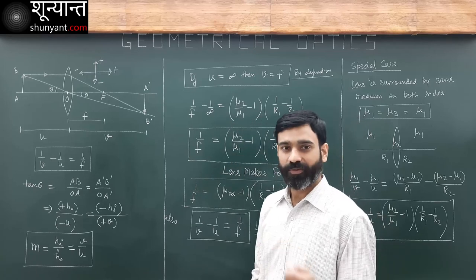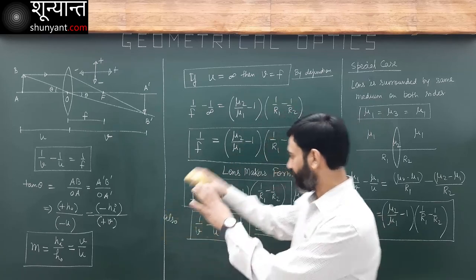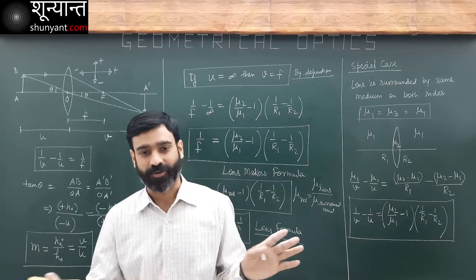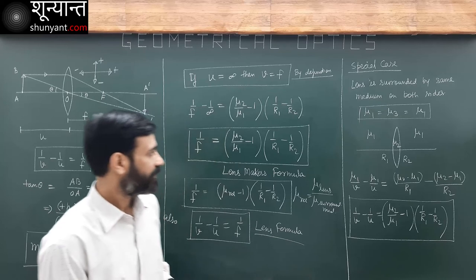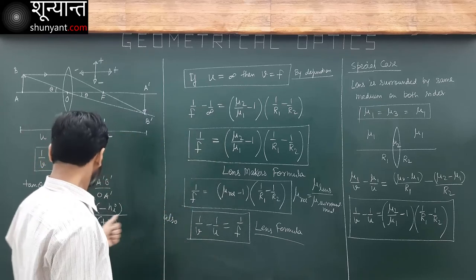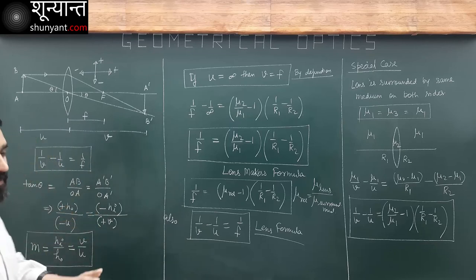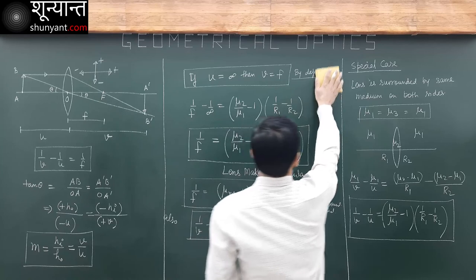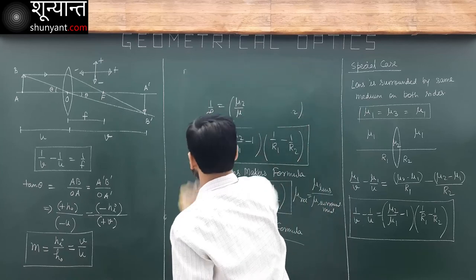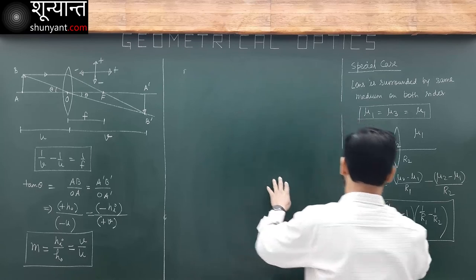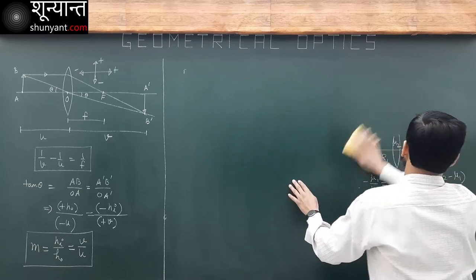Let's derive one more formula. Note down all the formulas. In the next class we are directly going to solve problems, direct problems. Let's derive one more formula, and then we are complete with formulas. We just have to solve problems. So we have some time. In that time, let's derive this formula, that is the velocity of image.